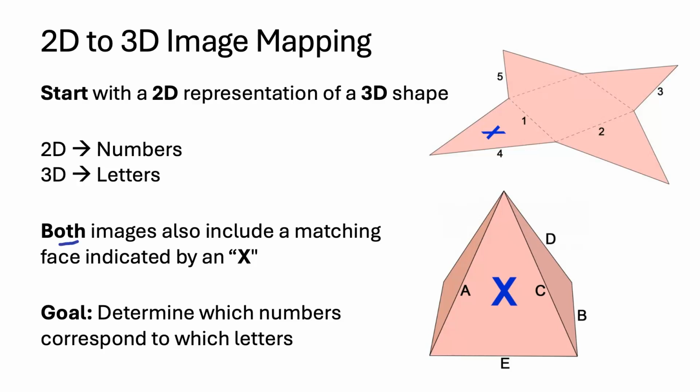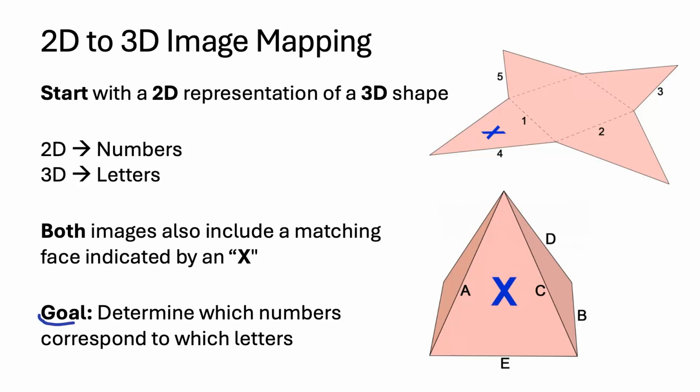You'll also notice that both images, the 2D representation and the 3D shape, will include a matching face which is indicated by an X. And this is to help orient yourself during the mapping process. So here you can see the X in the 2D representation, and you can see where that X corresponds in the 3D shape. So these are the same faces. And again, this is used to orient yourself.